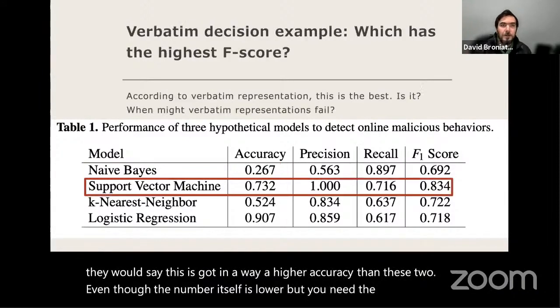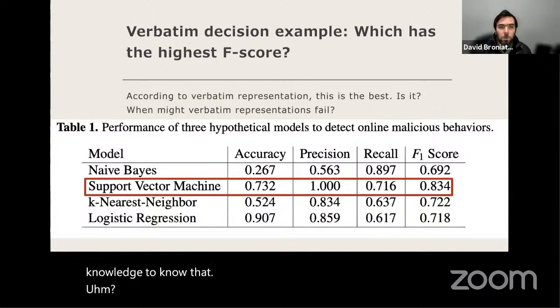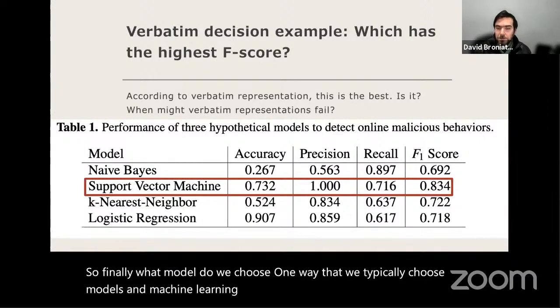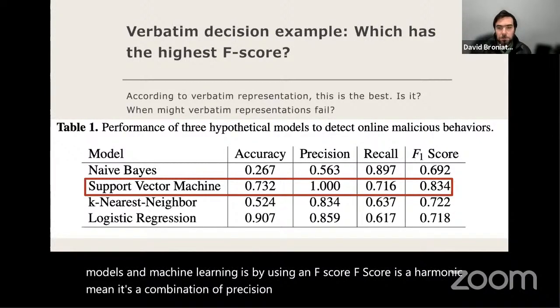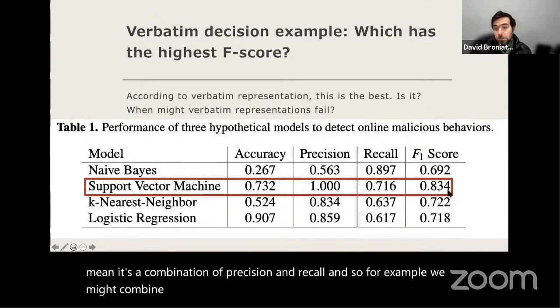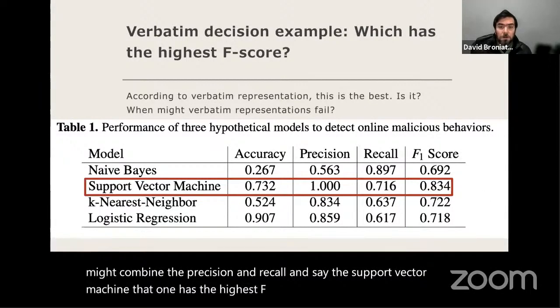Well, okay, so finally, what model do we choose? One way that we typically choose models in machine learning is by using an F-score. F-score is a harmonic mean. It's a combination of precision and recall. And so, for example, we might combine the precision and recall and say, well, the support vector machine has the highest F-score. So maybe we should use that one.